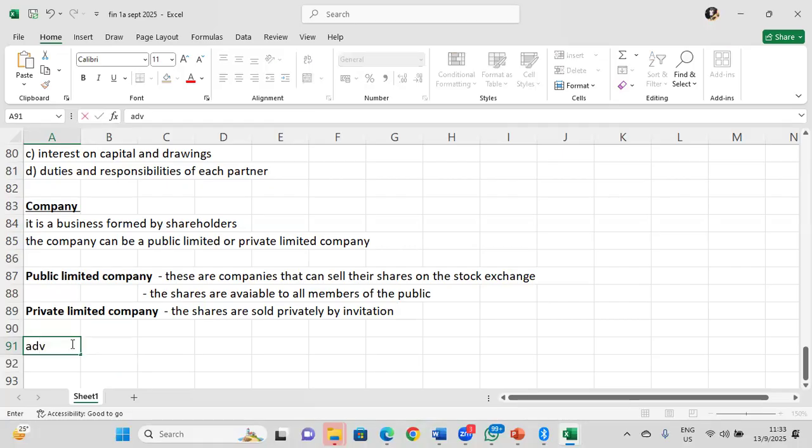So what are the advantages associated with running companies? Advantages of companies. May I ask? Yes.